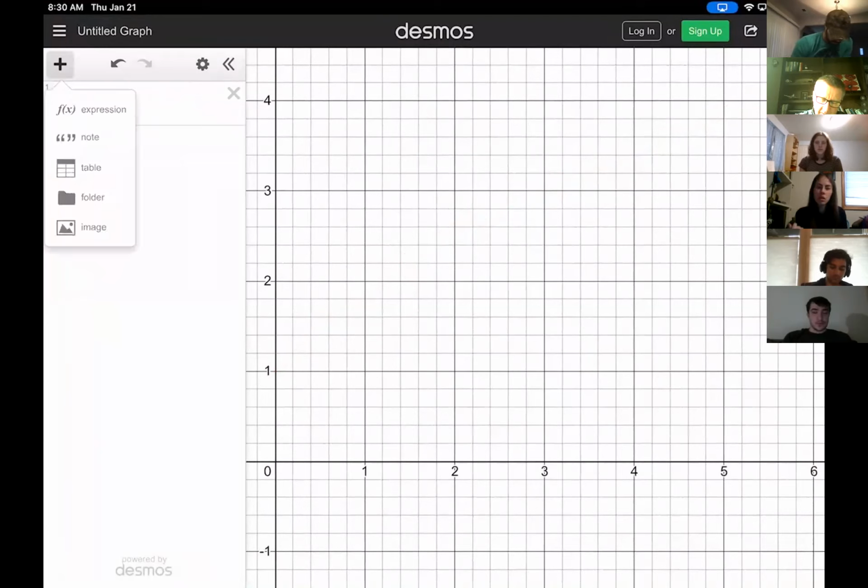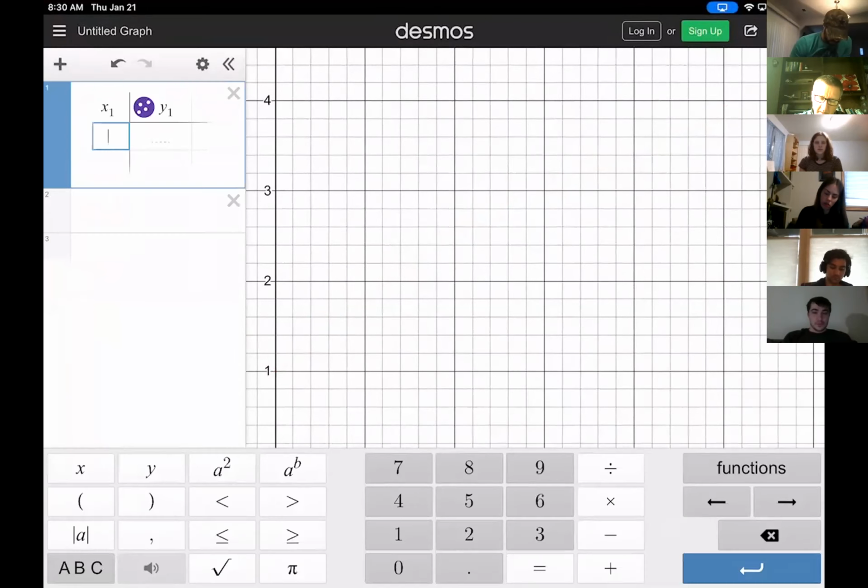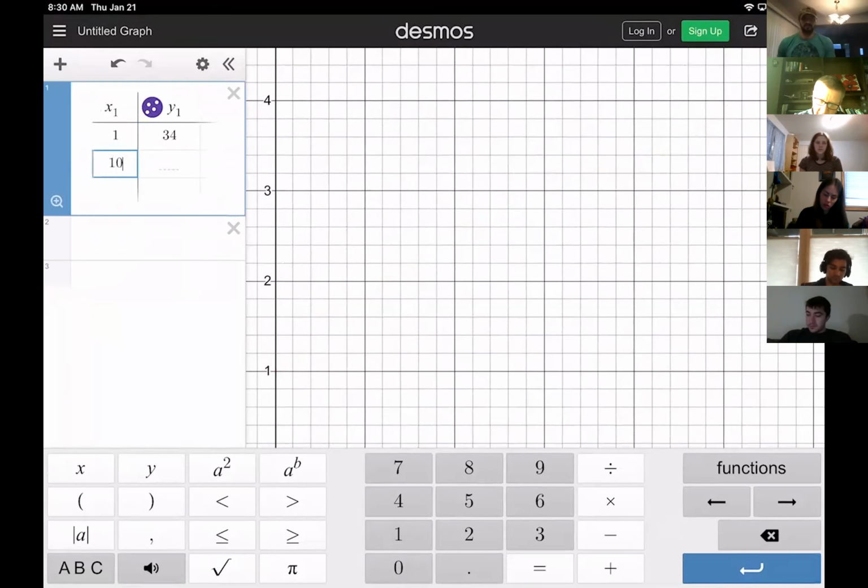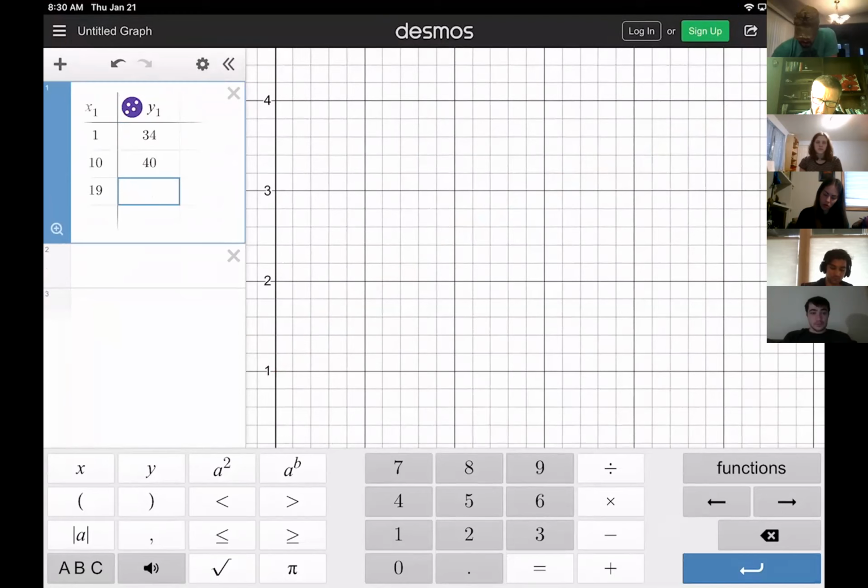Let me see, is that the plus sign there? Yes, it is. If I hit the plus sign and I put a table in, well, now I'm going to put in my numbers. Oh no, they're gone now. I don't remember what they were. Hour 1, it was 34. Hour 10, it was 40. Tell me if I got this wrong. And hour 19, it went back down to, I forgot, 35? Is that what I said? The first one was 32, not 34. This one was 35, is that right?